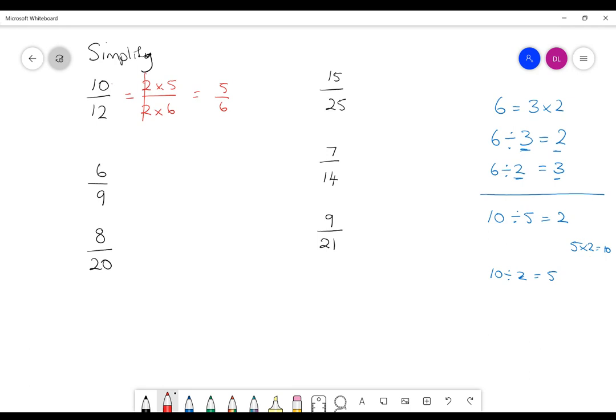The alternative way of doing it is to do this. Say, okay, we've got 10 over 12. If I divide by 2, then I'm going to get 5 and 6 over here. So you can either divide or you can make them into times. So let's try the next one.